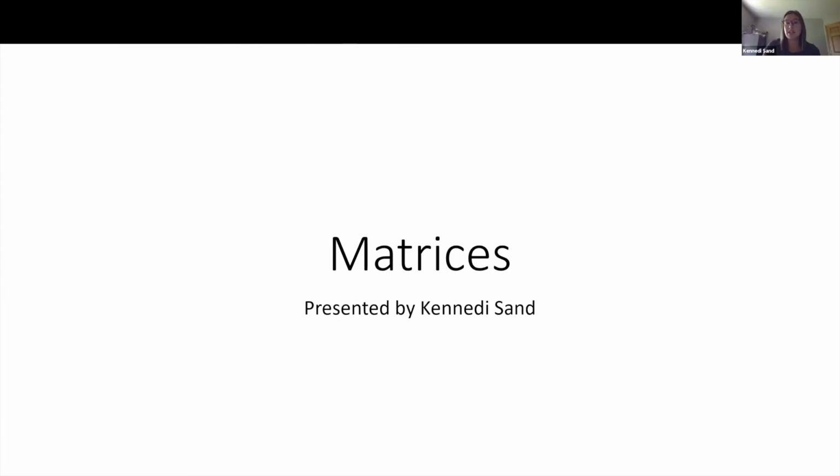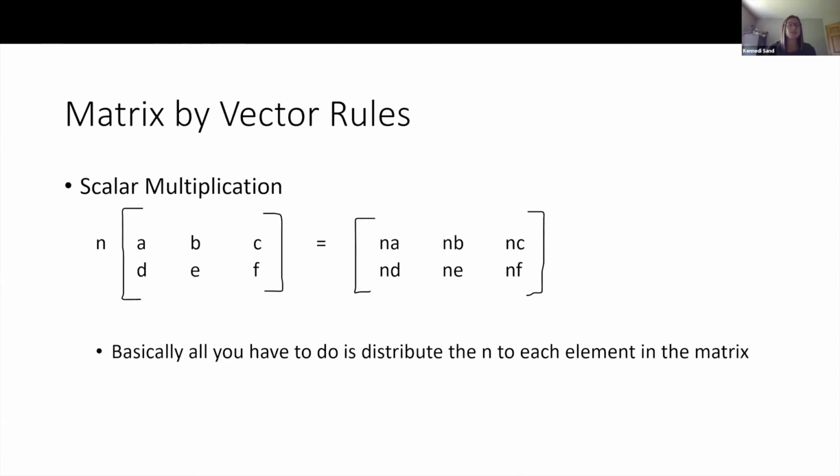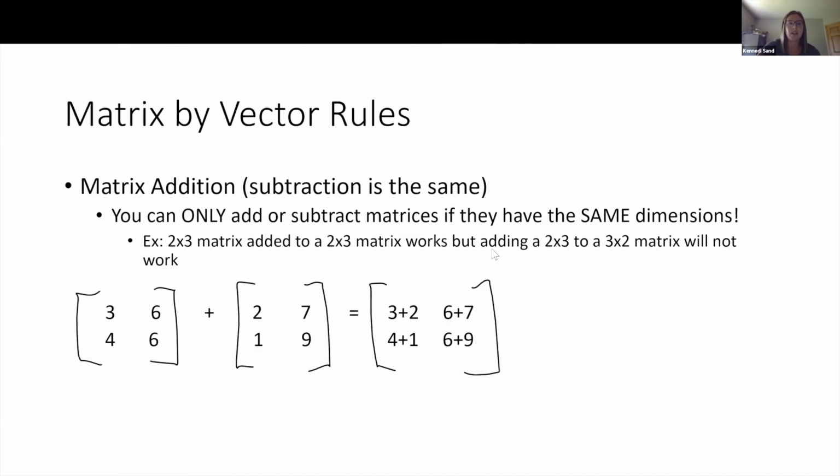So I'm going to talk about matrices. The first one is the matrix by scalar rule, scalar multiplication. This is very simple to do. Basically, you just take your scalar and multiply it by each element in the matrix. Then you get your result.